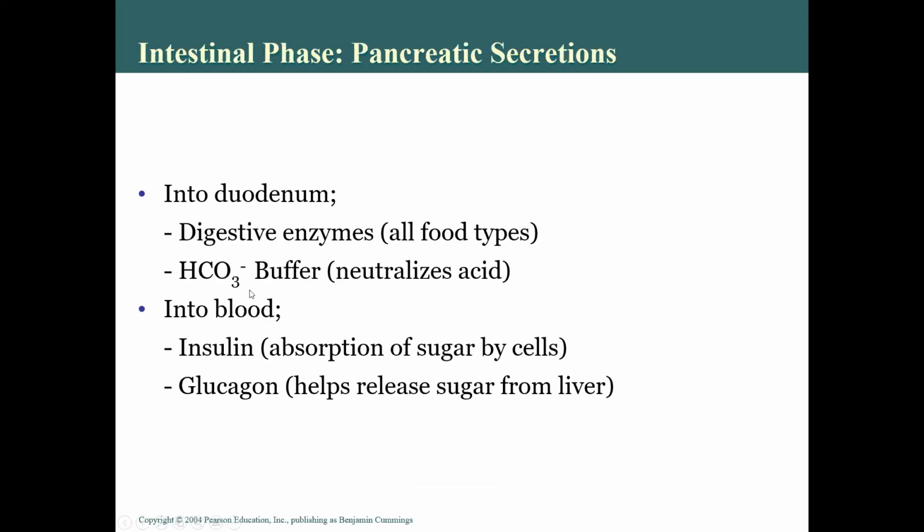Okay, pancreatic secretions. Into the duodenum, digestive enzymes for all food types. Bicarbonate buffer neutralizes the acid from the stomach. And then into the blood, we already talked about this. This is the endocrine mechanism: insulin, which is what you secrete right when you're absorbing sugar after a meal, and then glucagon between meals to help maintain blood sugar.